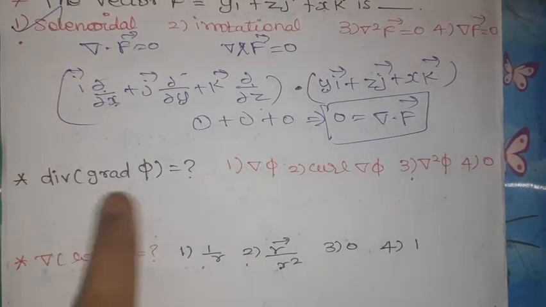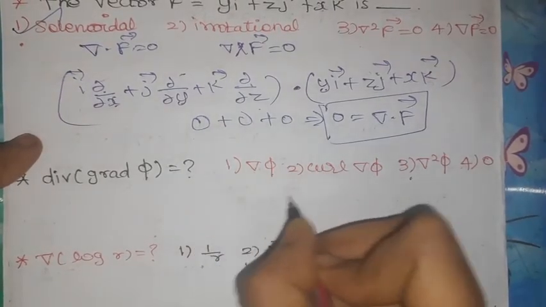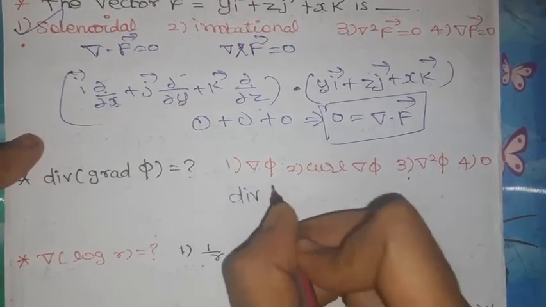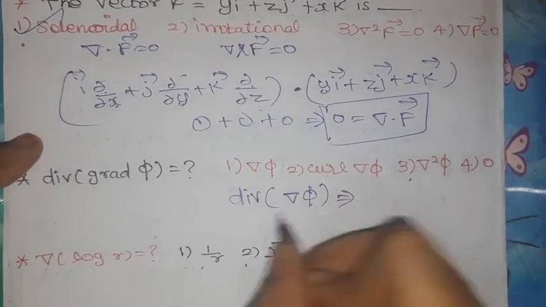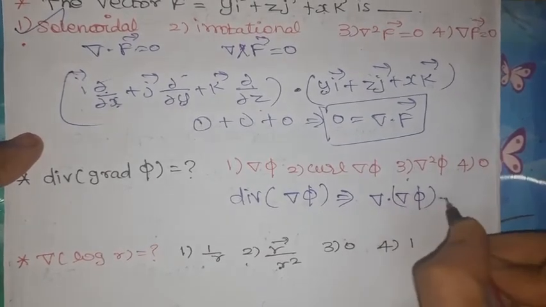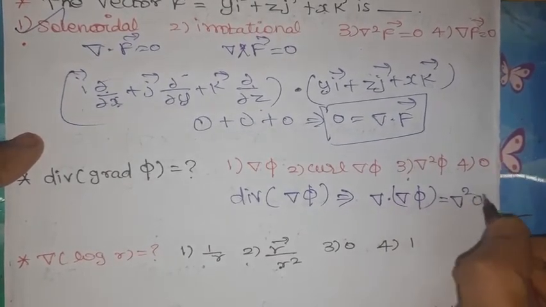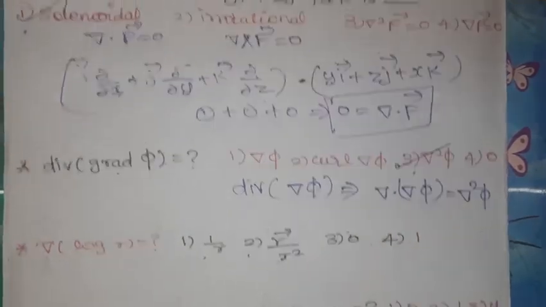So divergence of grad phi equal to, what is grad phi actually? Grad phi is nothing but del phi. Divergence of del phi is nothing but del dot del phi. Del dot del phi is nothing but del squared phi. So divergence of grad phi is nothing but del squared phi.